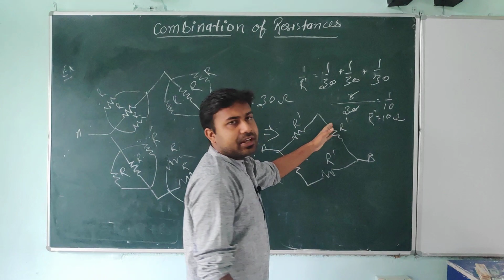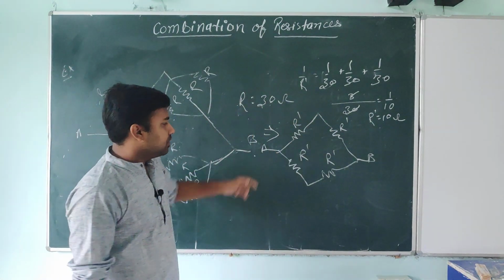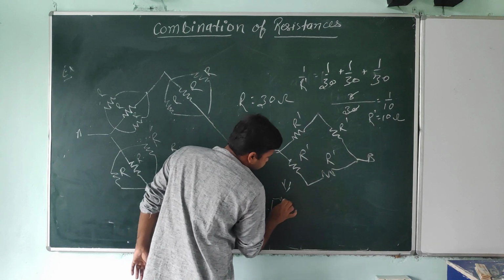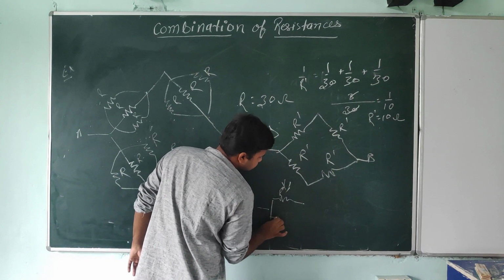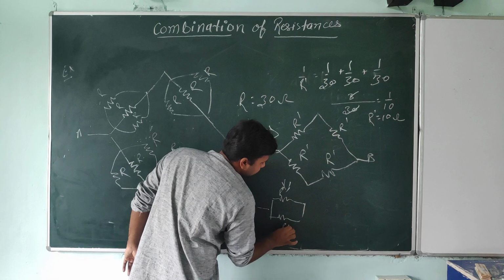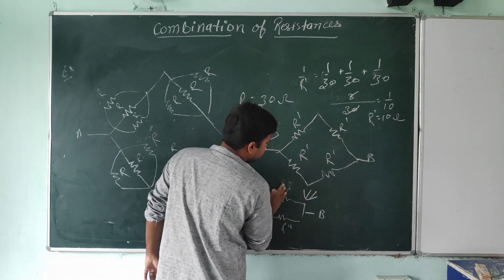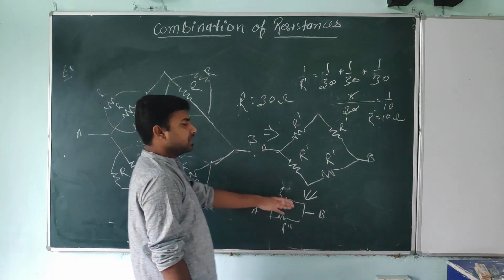Try to understand. Now the 10 ohm resistors are in series. So what can we do? We can replace them by this circuit. It's an R double dash and this one is the R double dash. This one is A, this one is B. Okay students, so the next step is this one.